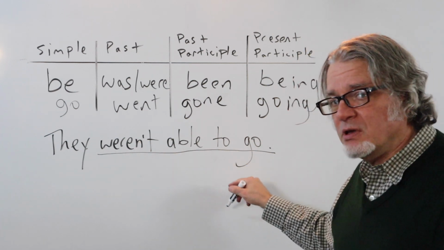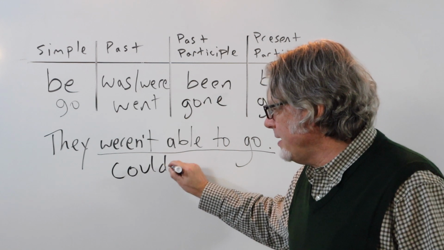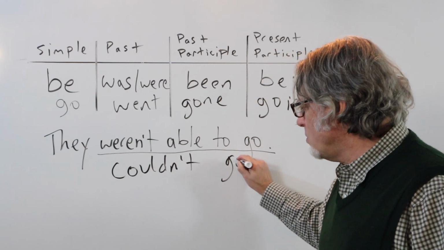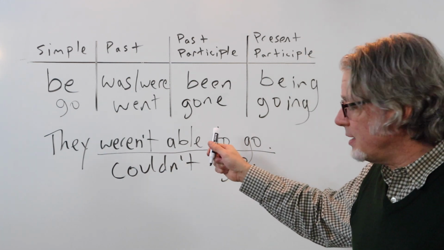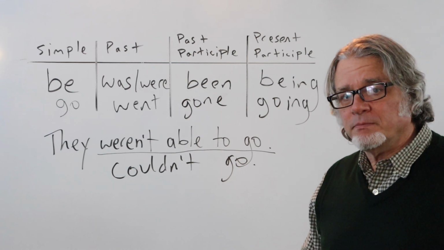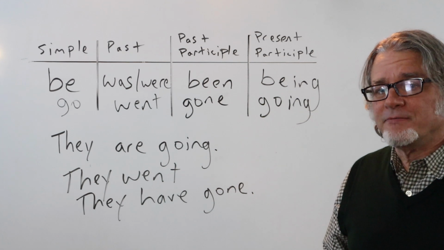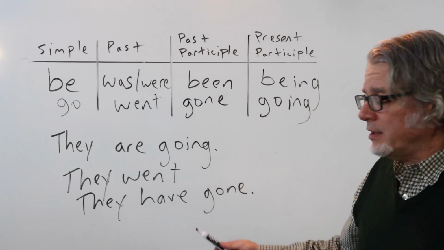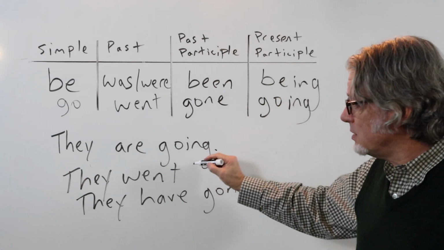They weren't able to go is just about the same thing as saying they couldn't go. So I can change the helping verb, but the main verb stays the same in the simple form. They are going, they went, they have gone. In each of these 3 sentences, the main verb is the verb go.